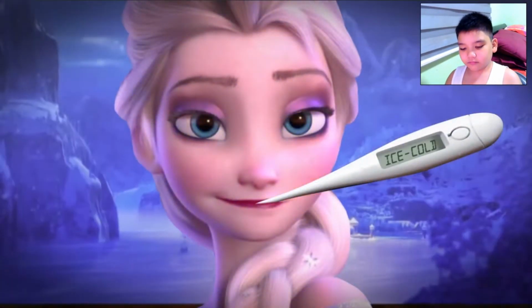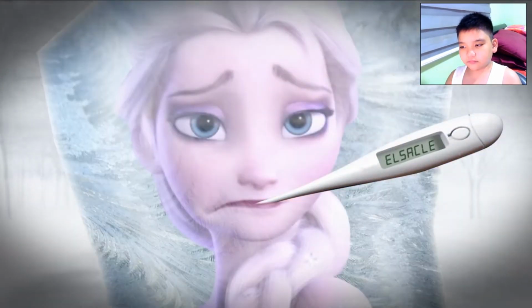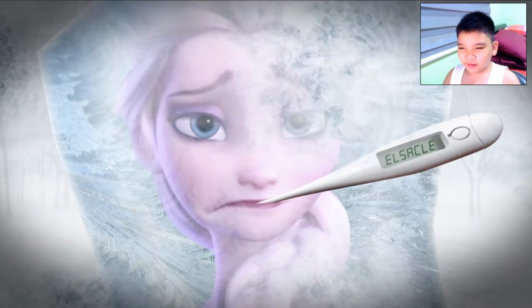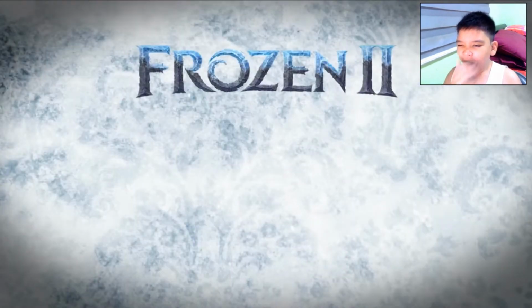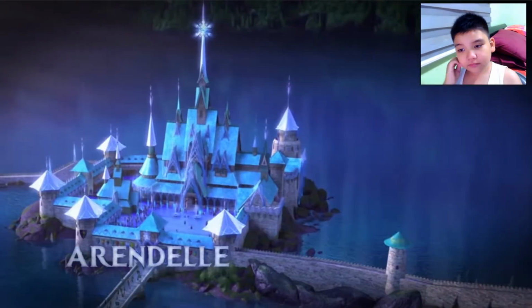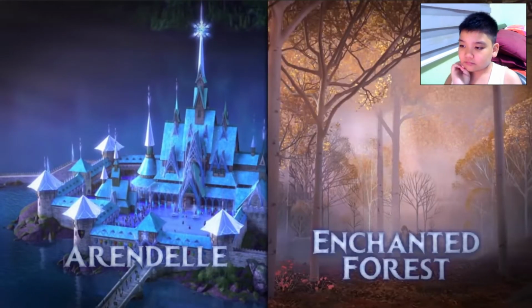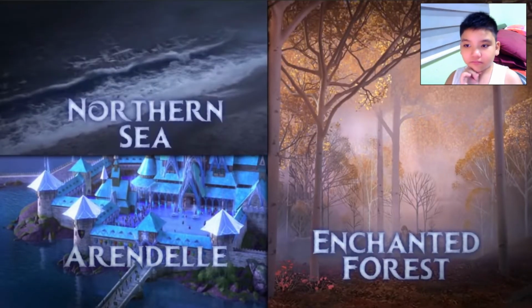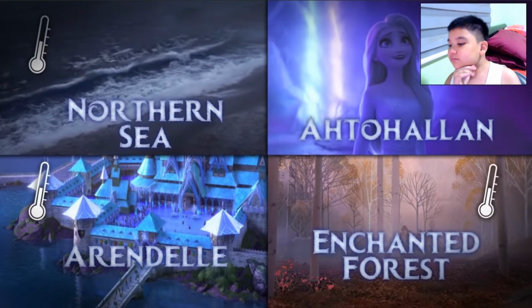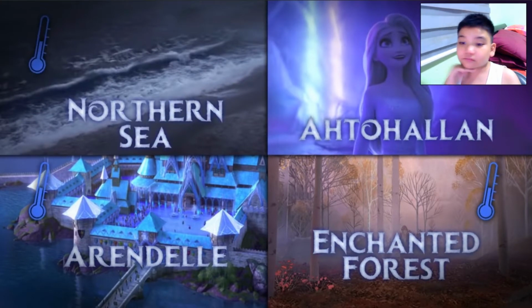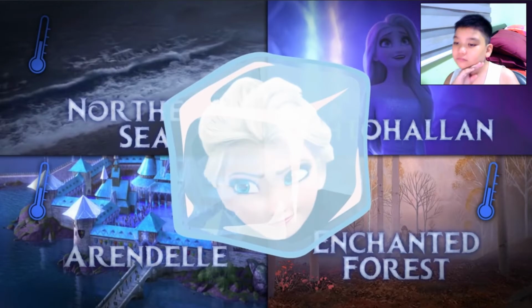If we're trying to figure out how chilling it needs to be for Elsa to freeze, we need to get some perspective on temperatures that we're dealing with throughout these movies. We know that Elsa has no problem surviving the cold in the movie's two primary settings, Arendelle and the Northern Forest, as well as most of the other time that she spends in the Northern Sea and Ahtohallan. How cold are these places, and how much colder is it when Elsa actually winds up freezing?